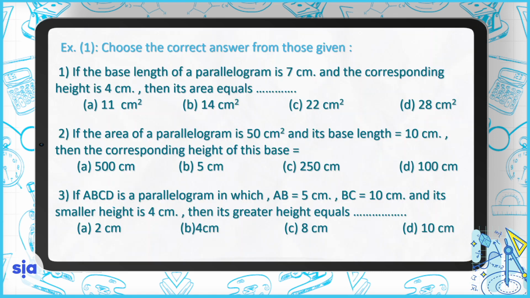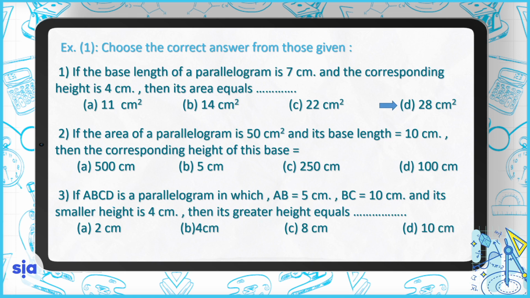Let's now go to exercise number 1. Choose the correct answer of the following questions. If the base length of the parallelogram is 7 centimeters and the corresponding height is 4 centimeters, then what is the area? As we said while we were explaining this part, the area of the parallelogram is the base multiplied by its corresponding height. So here, the area is 7 multiplied by 4, which is 28.